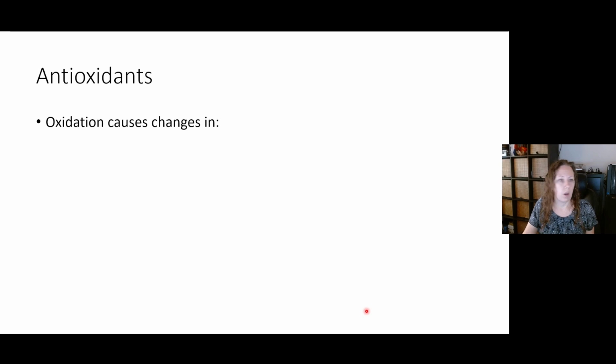Why do we use it? So oxidation causes changes in color. We've talked about that with fruit and meat. It causes changes in texture. Also fruit. Maybe not so much the meat, but definitely in fruit or vegetables. Oxidation causes changes in texture. Obviously causes changes in flavor and nutritional value.